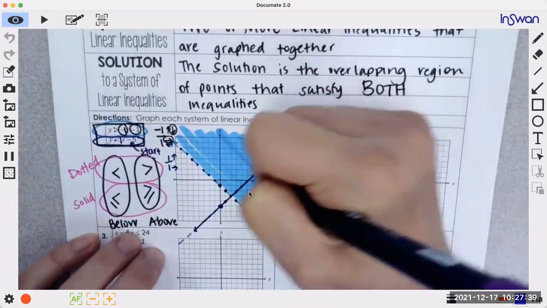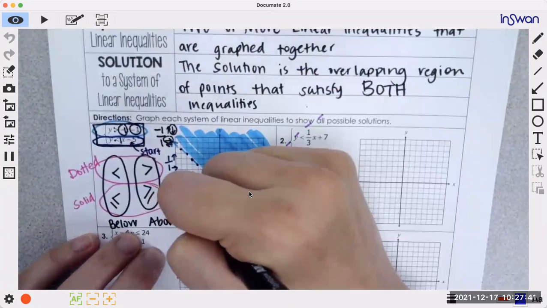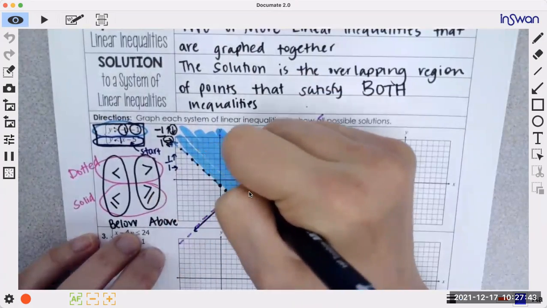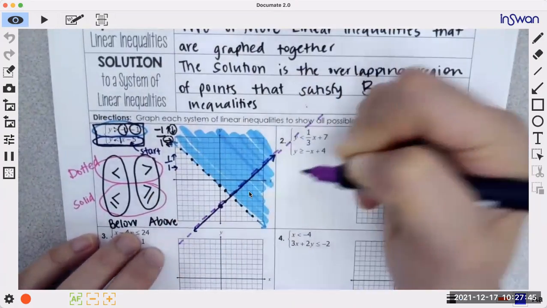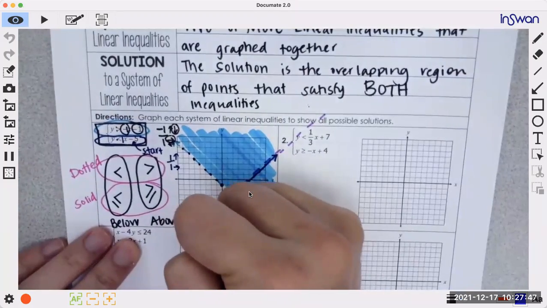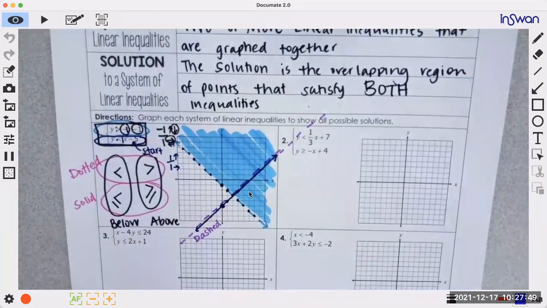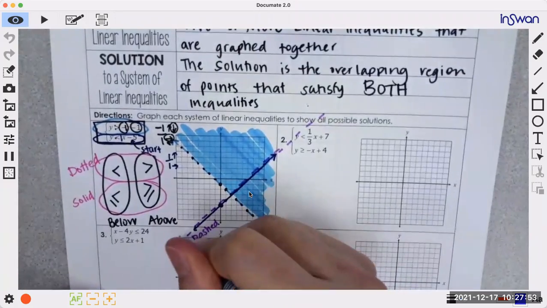So this should be dotted. I'm just going to go over it with a dotted line, okay? And just make a note. Okay, it's okay to mess up, and that's how we learn. We just need to fix it. Okay, put your arrows on it.